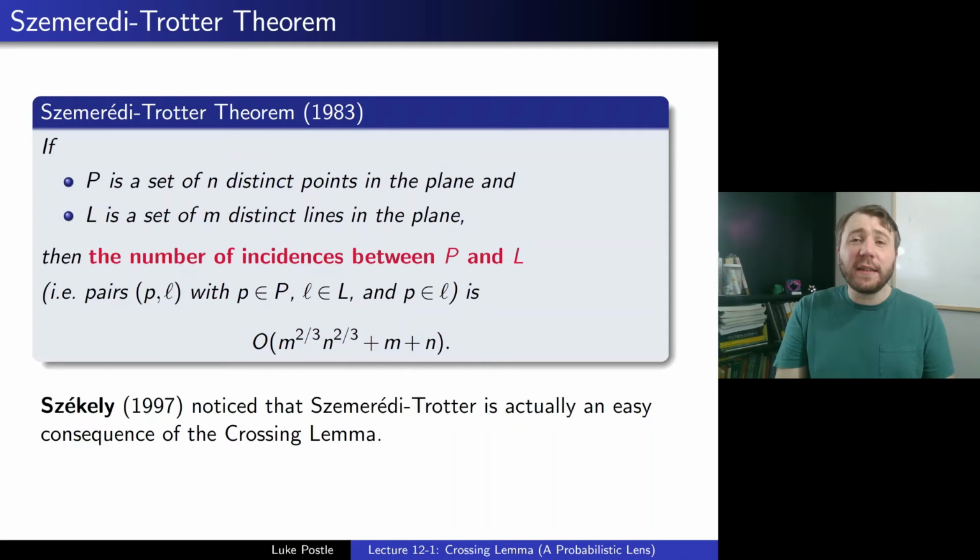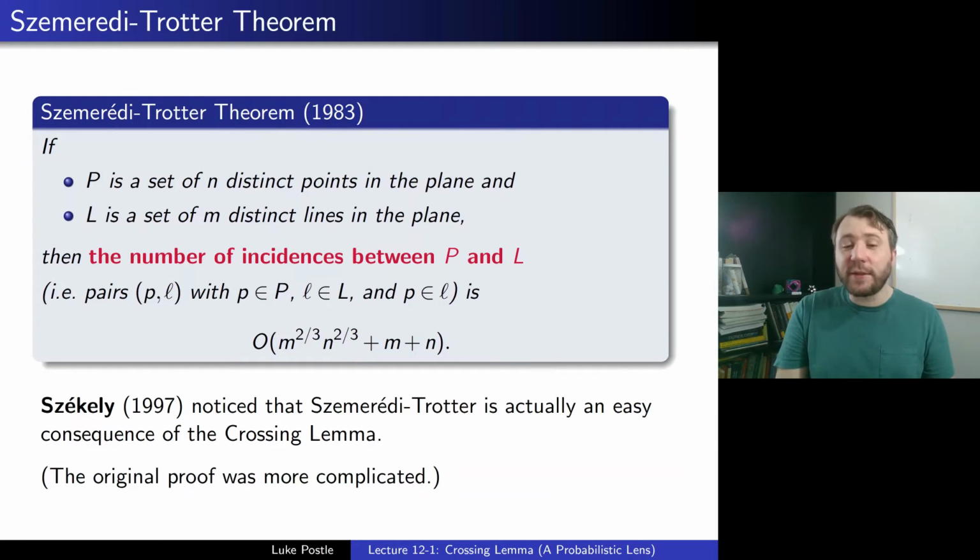The original proof was more complicated, but you secondly noticed that Szemeredi-Trotter is actually an easy consequence of the crossing lemma. As I said, the original proof was more complicated. Here, it's something you can do in a page. So we'll go ahead and do it.